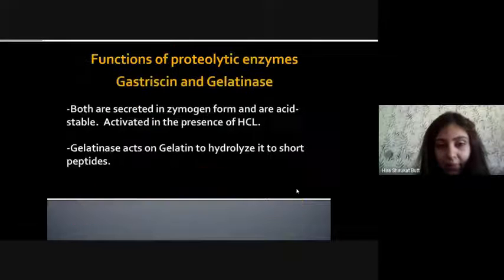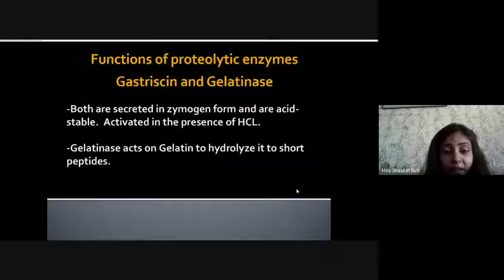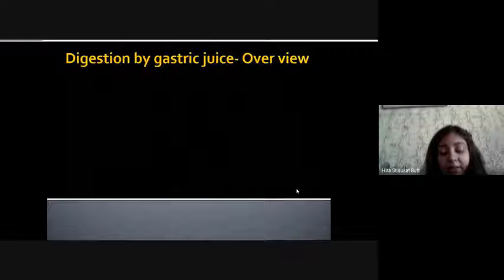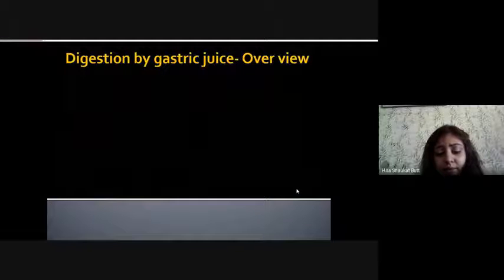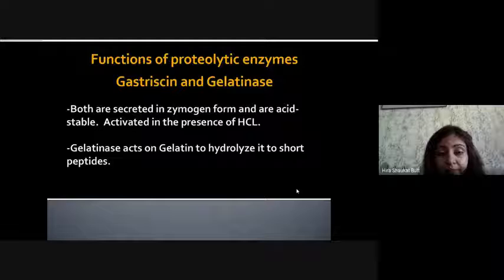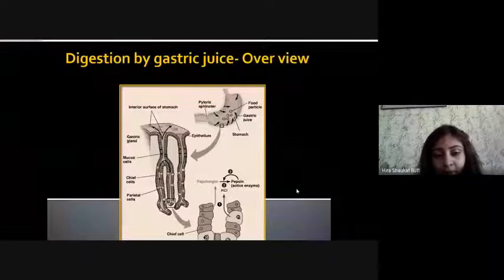And gastricsin and gelatinase are both acid stable, and they are also activated through HCl. Gelatinase acts on gelatin and converts gelatin protein into short peptide chains. And gastricsin also acts on the larger polypeptide chains and converts those large polypeptide chains into small polypeptide chains. This is the overview of the action of secretions on the protein food.